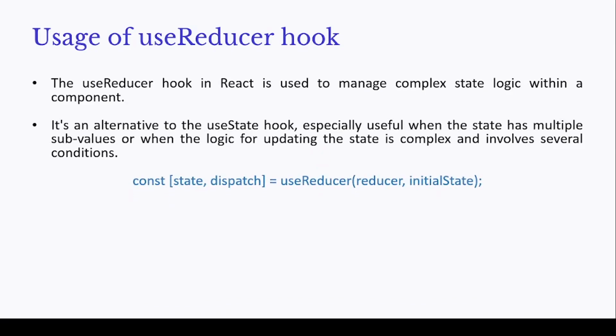This is how the syntax looks like. It is a destructuring assignment where the state represents the current state object. The dispatch is a function used to dispatch the actions to the reducer. So the useReducer hook accepts two parameters. First one is the reducer function. This function defines how the state should change in response to different actions, while the initial state represents the initial state.